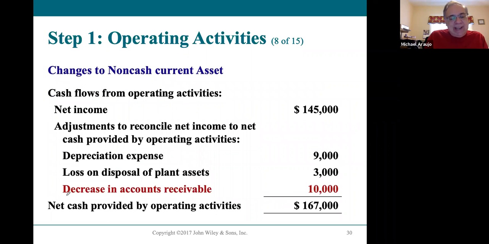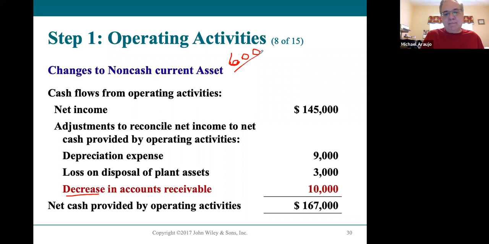And so any decrease in accounts receivable means we actually have more cash in. And so any decreases in accounts receivable would be added to the balance. That is on page, now we're on page 600. Okay, page 600.